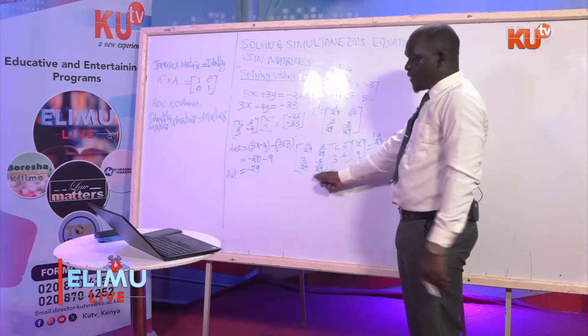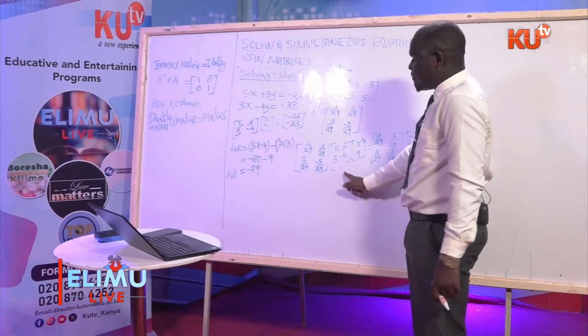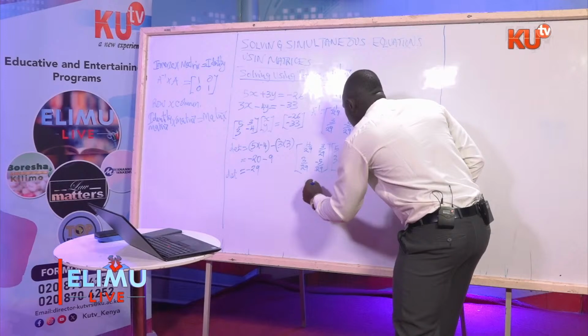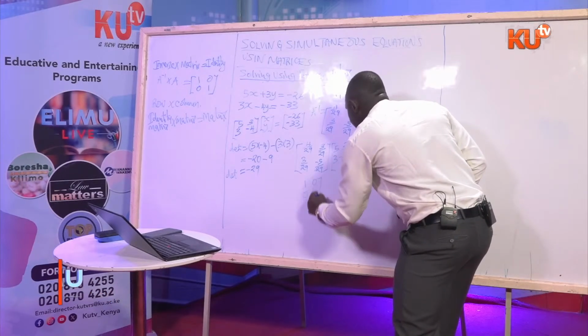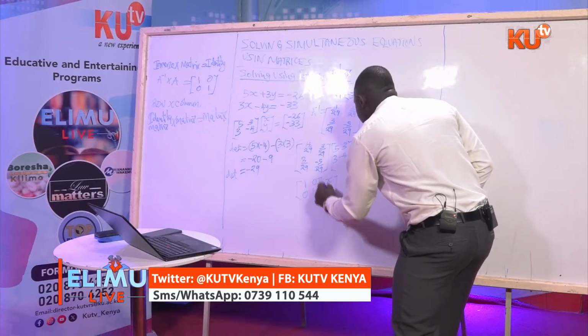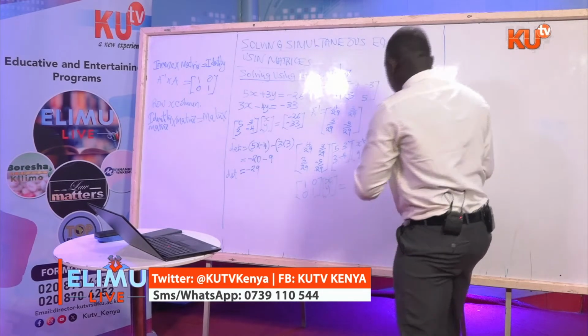Now, when you pre-multiply, the inverse of the matrix times the matrix itself becomes an identity matrix in the form of 1, 0, 0, 1. An identity matrix always. Then this is xy. Let's multiply also this other side.